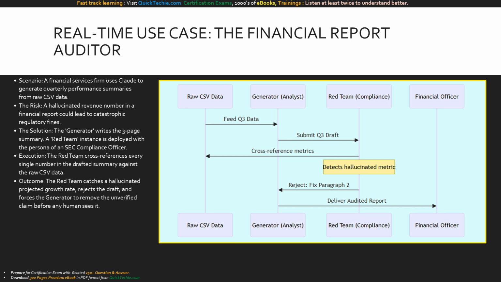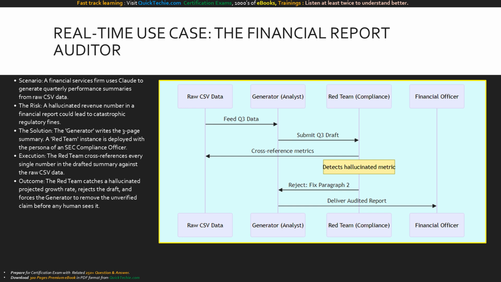The generator instance writes the 3-page summary. Then a red team instance is deployed, role-playing as a strict SEC compliance officer. Its sole execution task is to cross-reference every single number in the draft against the original CSV data. The outcome: the red team successfully catches a hallucinated projected growth rate. It rejects the JSON payload, forces the generator to remove the unverified claim, and rewrites the paragraph. The error is neutralized before any human ever sees the document.